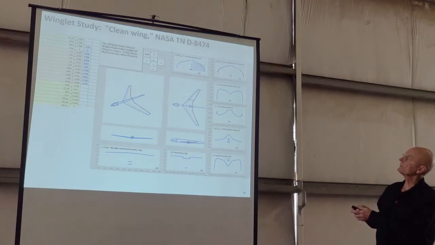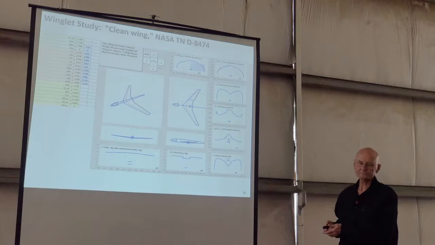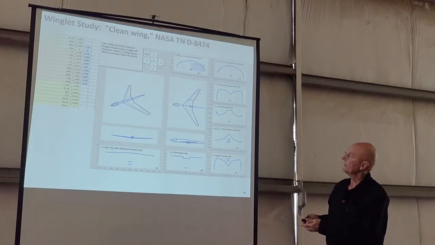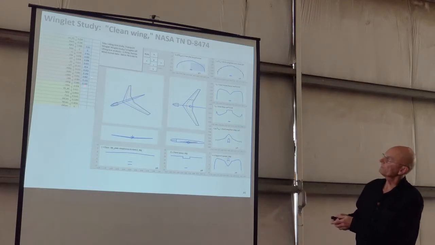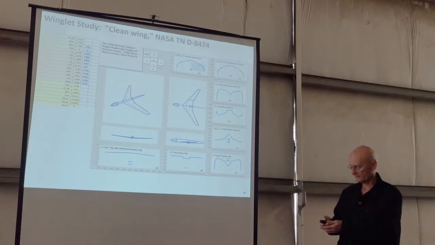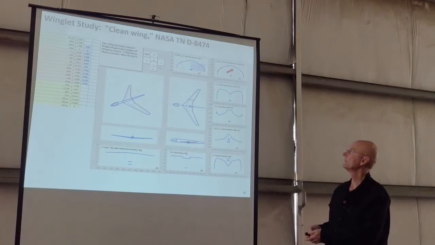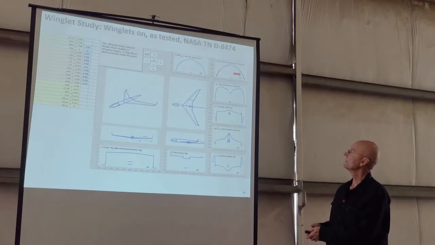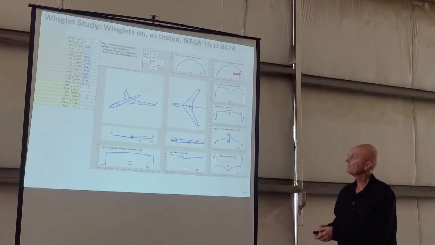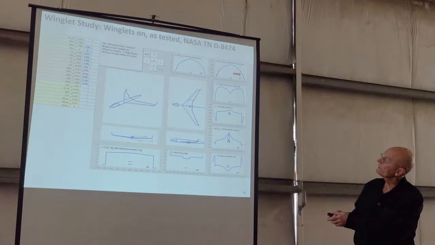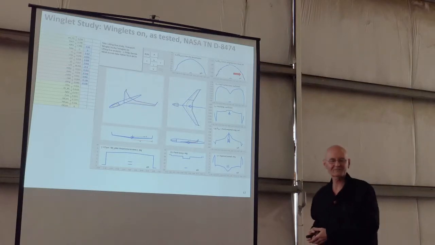The integral of this particular curve, the non-dimensional lift distribution, has to be 1. The area of that curve has to be 1. Okay, and for this particular airplane at this particular Mach number, we got an L over D of 20.4. Let's now add the winglets. There's the winglets now, they've been added. And what happened to L over D? It went to 20.2. Whoops, L over D went down.